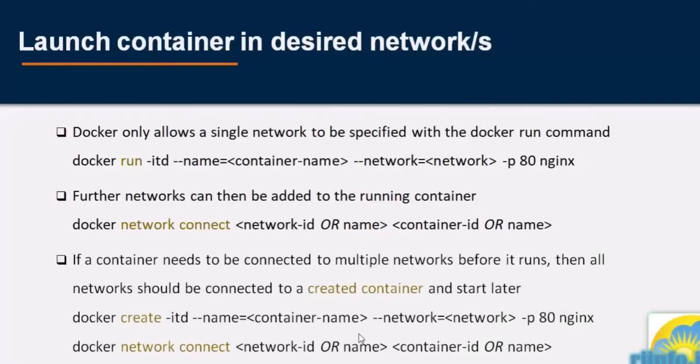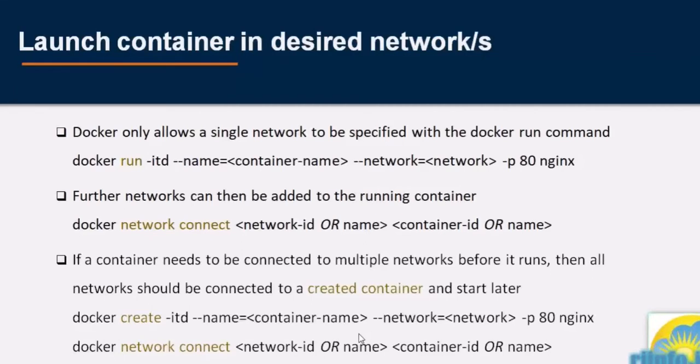So now we know that the container can only be run with one network. We can add more networks later, but there might be a case when you need to run the container only when two or more networks are already added to that container. In such a case, we will create a container with one network interface. So we won't start it yet, but then we will add more interfaces, and once we are ready with the number of networks, only then we will start the container. So that will solve our purpose.